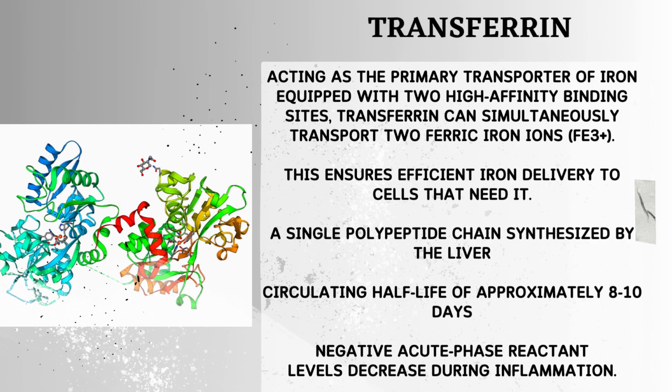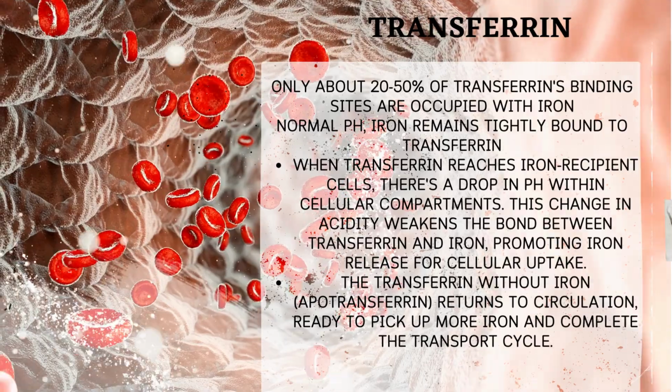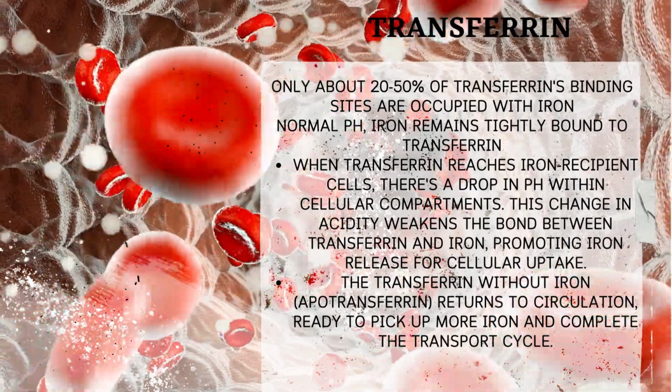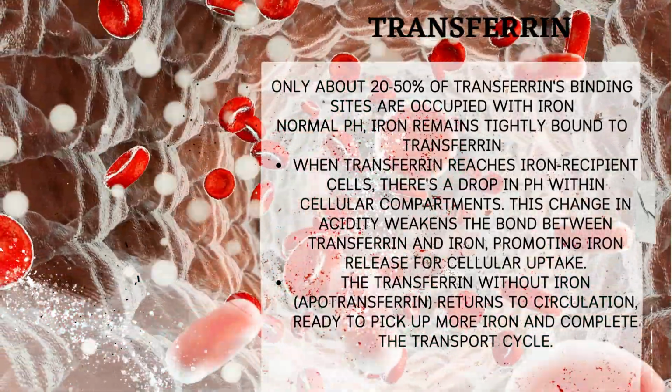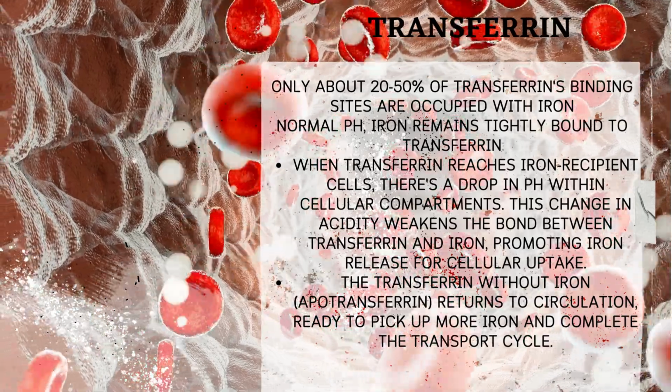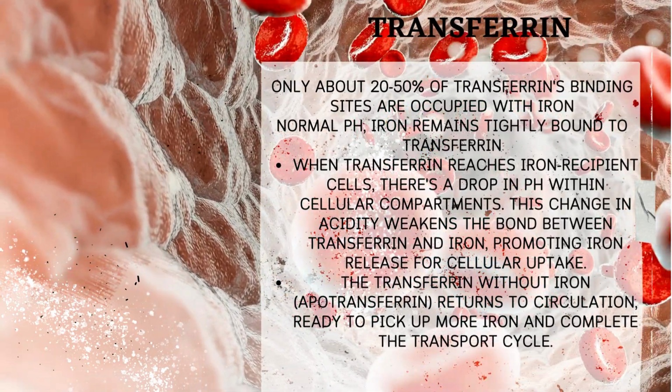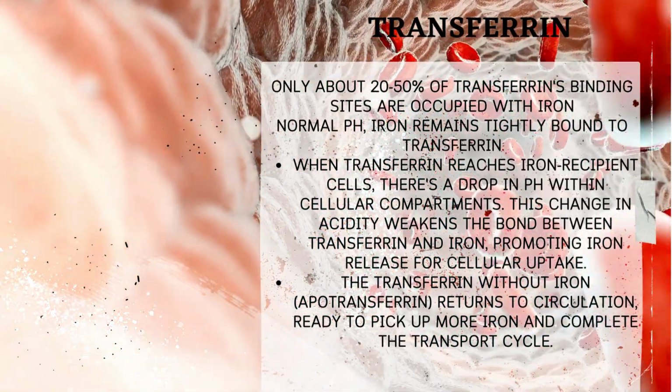It has a circulating half-life of approximately 8 to 10 days, meaning it's constantly being produced and broken down. Negative acute phase reactant: unlike some other proteins, transferrin levels decrease during inflammation. This is why it's classified as a negative acute phase reactant. Iron delivery and release. Not always fully loaded, under normal conditions, only about 20 to 50% of transferrin's binding sites are occupied with iron. This leaves room for efficient iron uptake as needed. pH-dependent affinity: transferrin exhibits a clever trick with iron.